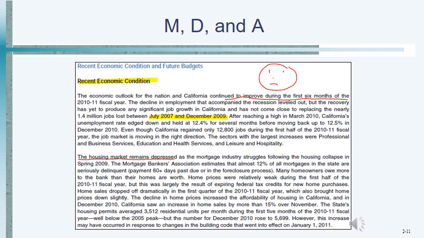But you can see the takeaway here is not the specifics of what's going on in California, but the nature of the type of things that are being included in these discussions, in the management discussion and analysis.